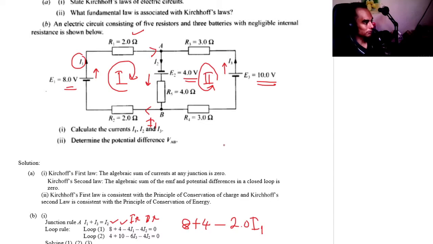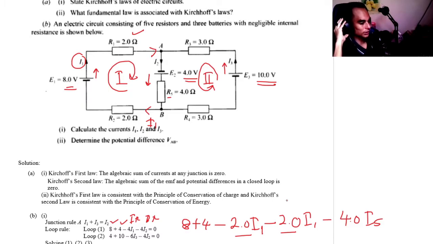Can you see the diagram? Okay, minus one more I1 down there, 2.0 I1, and then we have R5. R5 is named as I2, so minus 4.0 I2. So you have negative 2 plus negative 2 plus negative 4, which is correct. This equals 0.